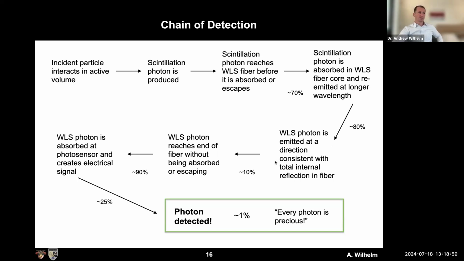So this is the most lossy step, where we ask the question, what fraction of those photons that are emitted inside the fiber are going to undergo total internal reflection and stay in the fiber? And the answer to that is it's about 10%. So we lose 90% of the photons that are absorbed and re-emitted in the fiber out of the sides.